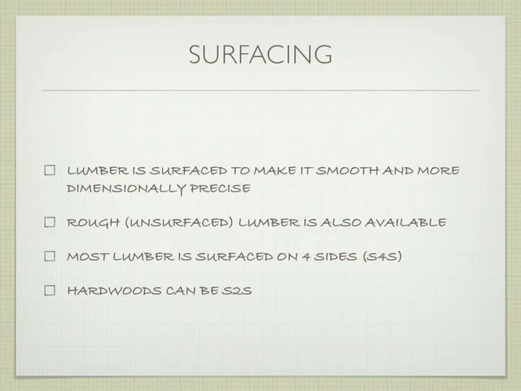Most structural lumber that we use in buildings is surfaced on four sides, so it's S4S, right, which is something like this, right? So it's smooth and planed on each of the four sides. We can get rough sawn on all sides, right?